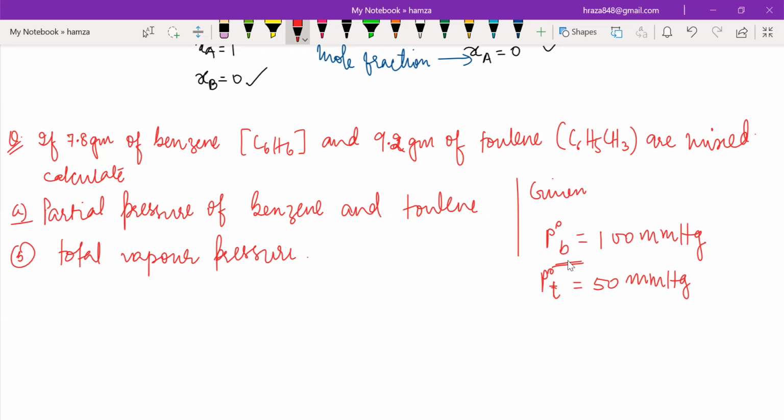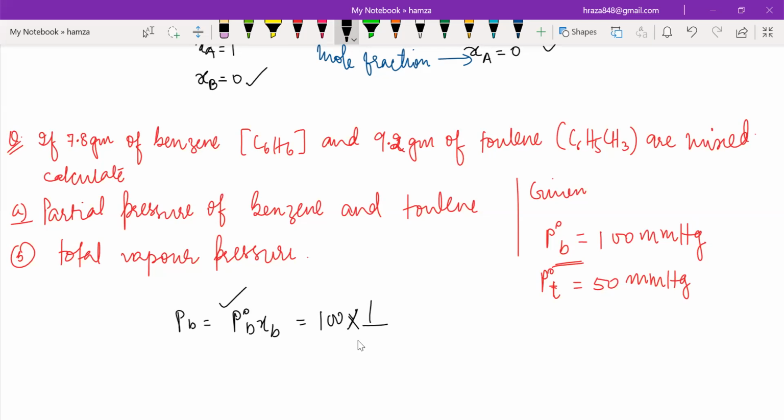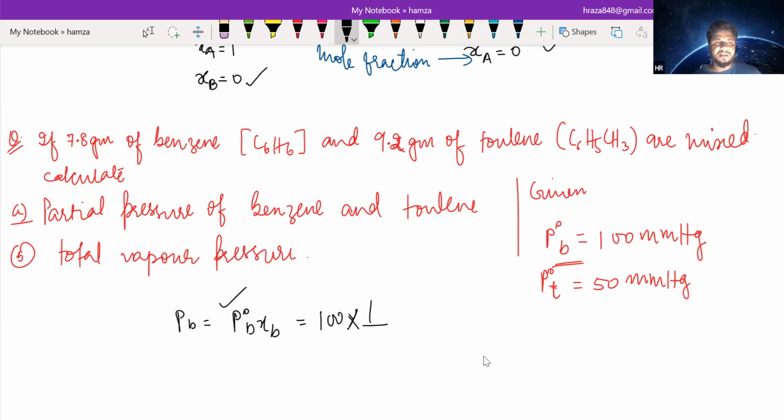What was your answer? It'll be 60. Of what? Benzene. Benzene. Yes, sir. See, for benzene, Pb will be equal to P naught B into zeta B. And you know that this is a value 100. And what is the mole fraction that you calculated? 0.6. 0.6 mole fraction of benzene.